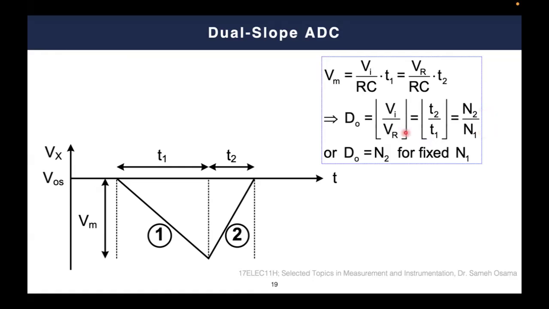Now, VR is constant, and N2 is constant because you know already the number of counts for N2, and then you can know V1 considering N1. I'm sorry, VR is known, and N2 is fixed. So you can say simply that the V input is proportional to N1. So what you do here, my dear students, is simply make a ratio.